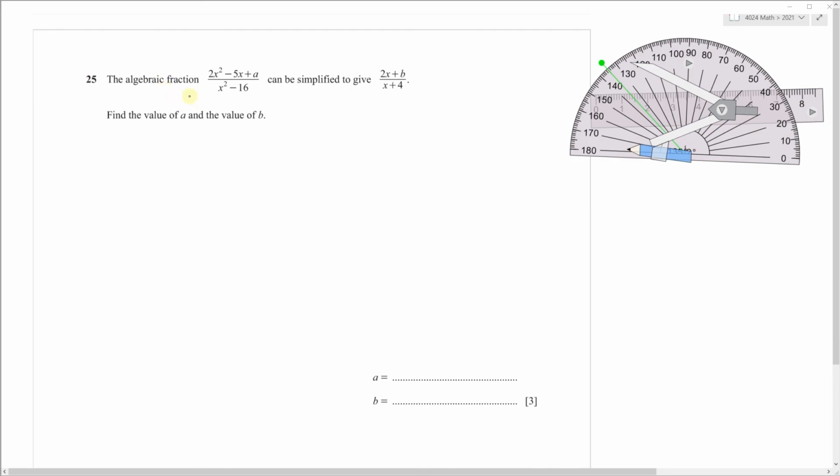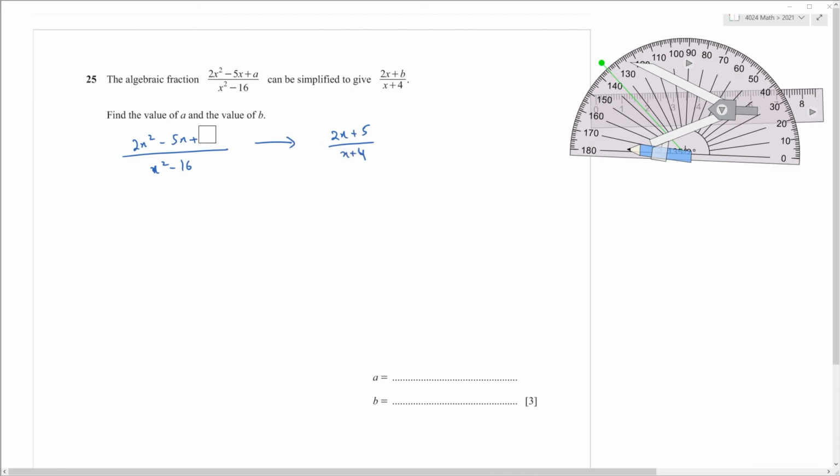Question number 25 is the algebraic fraction. This can be simplified to give this. Find the value of a and value of b. So you're given 2x square minus 5x plus a over x square minus 16. And you're told that this can be simplified into this form, 2x plus b over x plus 4. So straight away if you look at the denominator, you realize that if you factorize the denominator, you're left with one of these terms and the other term is cancelled out.